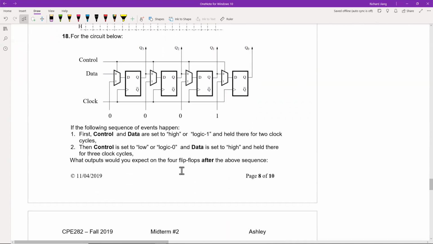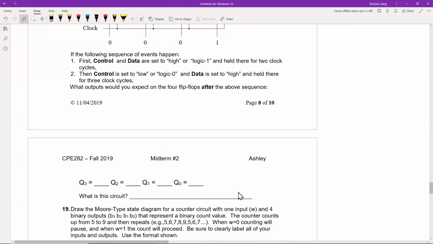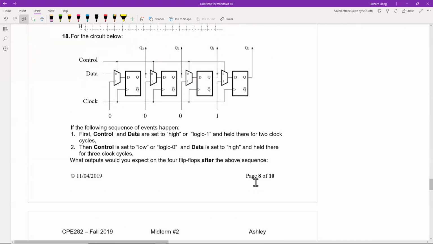This one says for the circuit below, so this is a shift register with a load, it looks like. And it says for the following sequence of events: first, control and data are set to high, and held that way for 2 clock cycles. Then the control is set to low, and data remains high for 3 clock cycles. It's probably going to ask you what Q3, Q2, Q1, Q0 are. Yep. And it asks you to name the circuit. Shall we do this one?